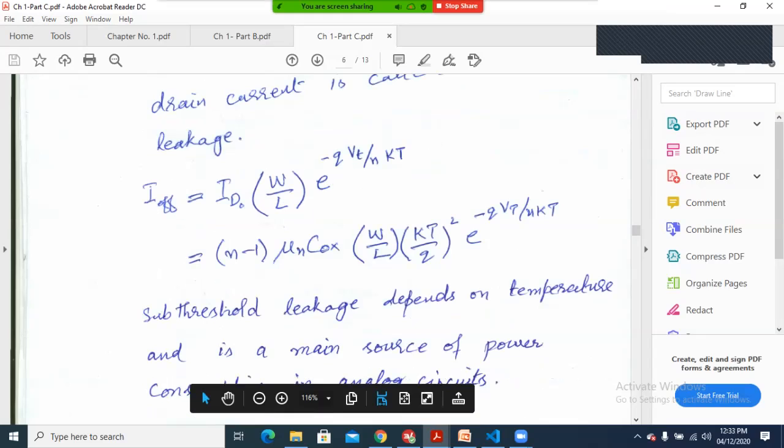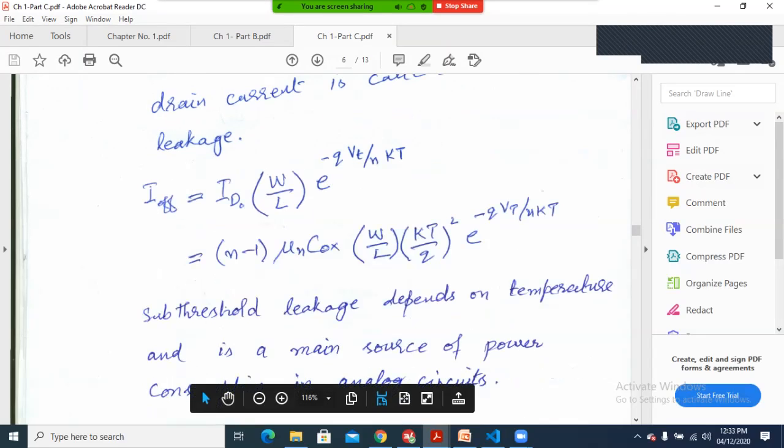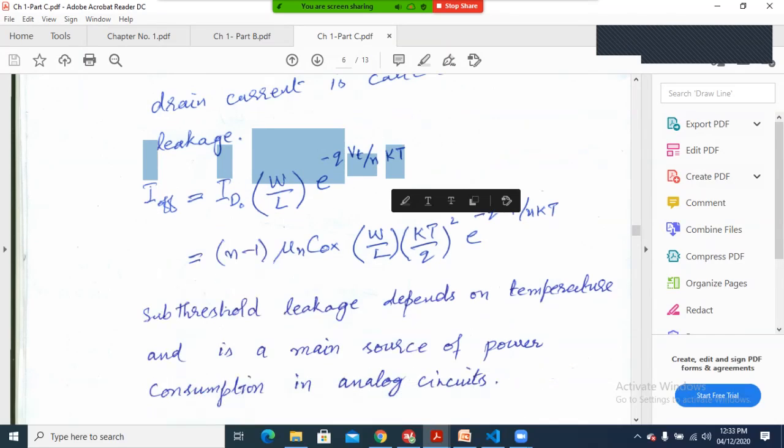and that is entirely dependent on the temperature. So we want to minimize this value of current. This value of current can be given by this relationship. We can substitute the value of ID naught to get the complete equation.